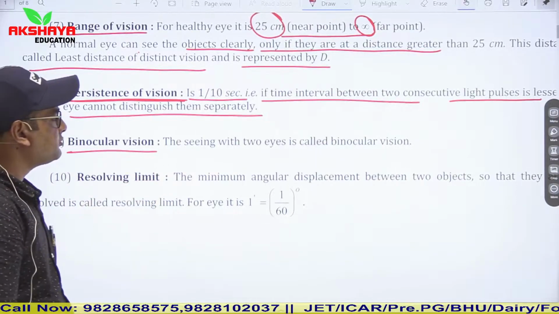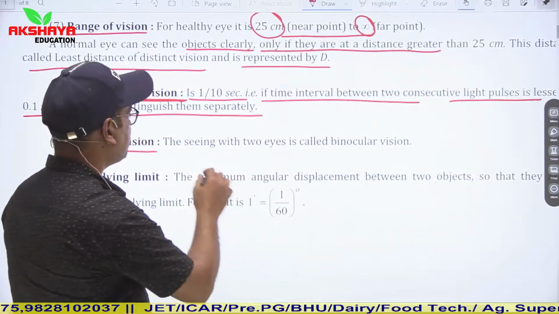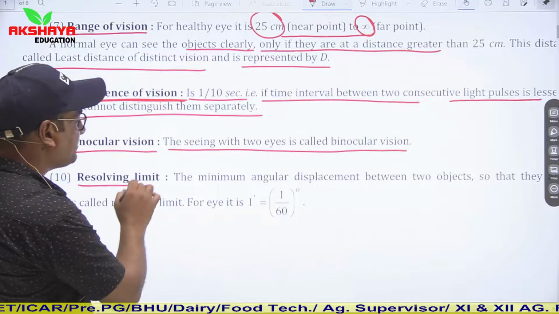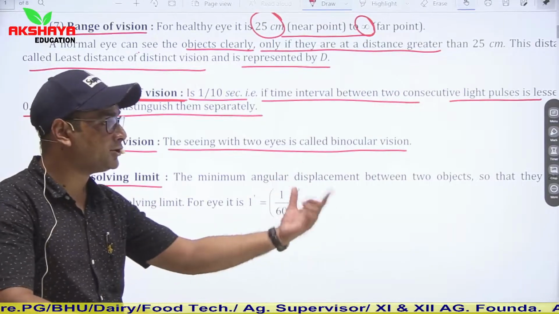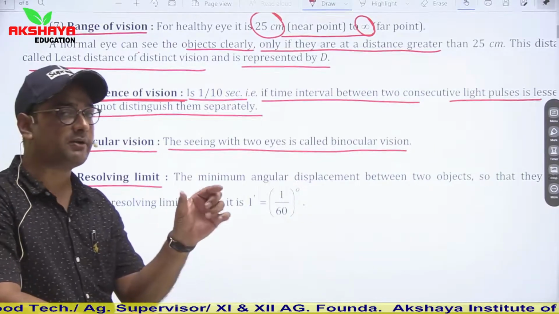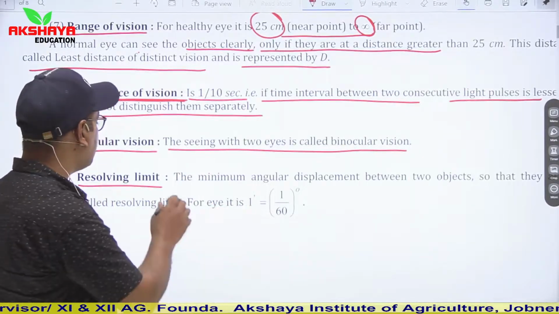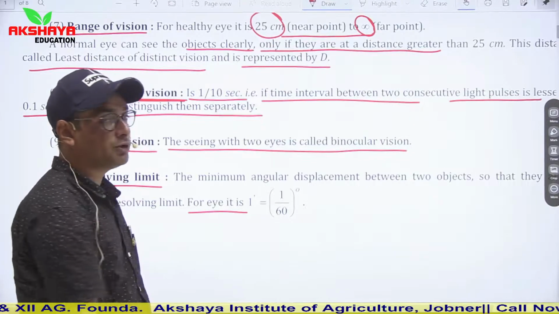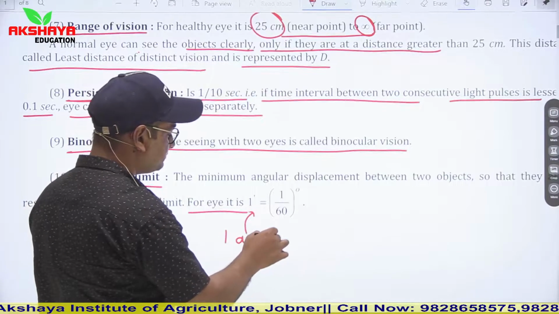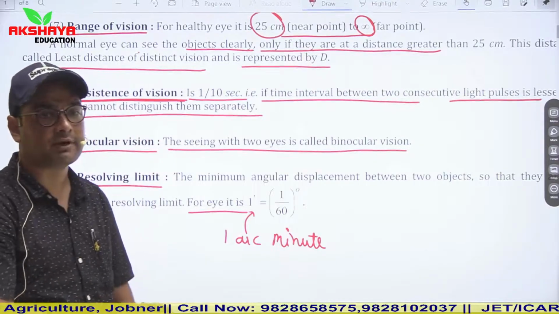Binocular vision. Seeing with two eyes is called binocular vision. Then resolving limit. The minimum angular displacement between two objects so that they can be resolved is called resolving limit, and for the human eye this resolving limit is 1 arc minute, or you can say 1 upon 60 degree.